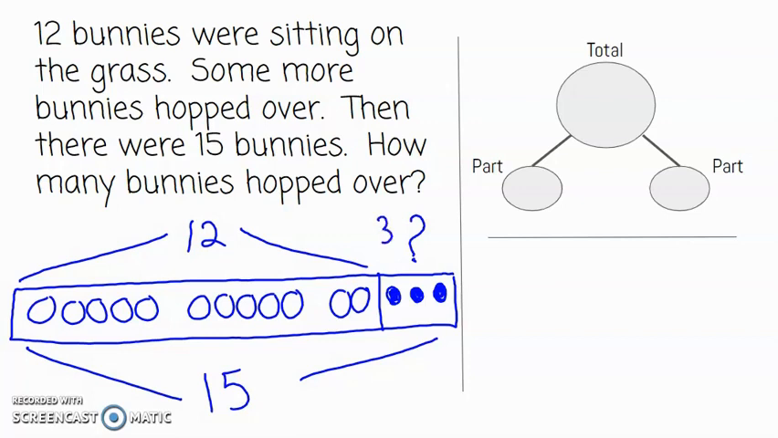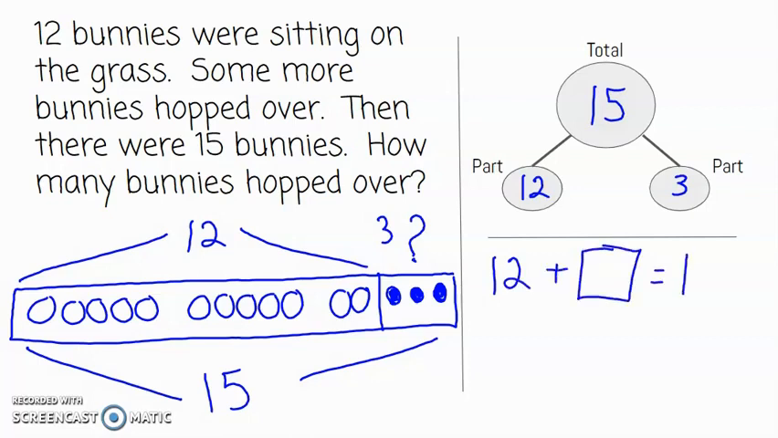On the number bond, one of my parts is 12. I know I have a total of 15. And with the help of the tape diagram, I've identified that 3 bunnies, the other part, hopped over. For an equation, I may recognize this as an addition problem. 12 plus something equals 15. I may also recognize it as a subtraction problem. 15 minus 12 equals 3.